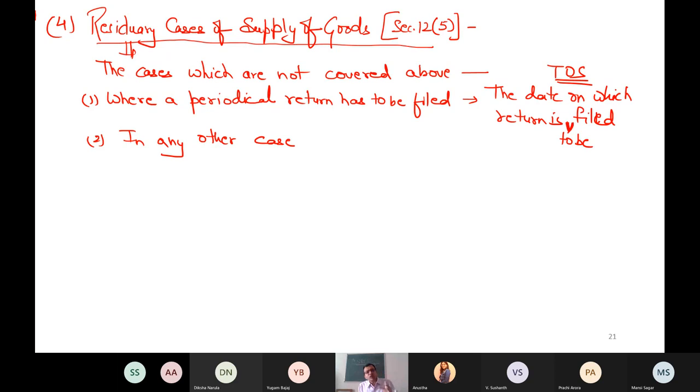And suppose you are that supplier who is not supposed to furnish the return. You are not supposed to furnish the return, then what option do you have? At least when tax has been paid. The time of supply is what? The date on which tax is paid. Date on which tax is paid.